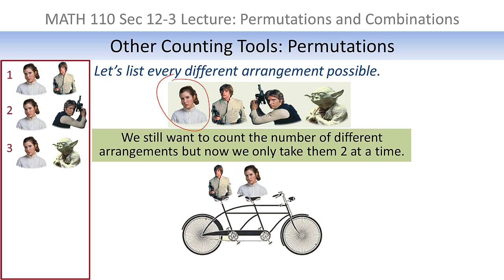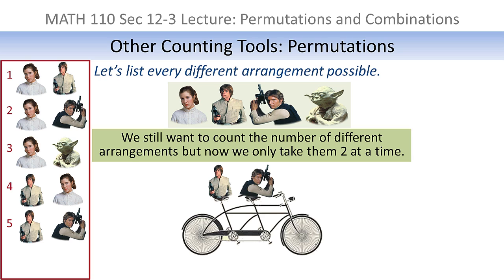So I've done every possible way of keeping Leia on the back seat. Now I'm moving to the next person in line. I put Luke on the back seat with Leia on the front, Luke on the back seat with Han on the front, Luke on the back seat with Yoda on the front. That's every possibility with Luke on the back. So I've taken Leia on the back seat, every possible way it can be done. I've taken Luke on the back seat, every possible way it can be done.